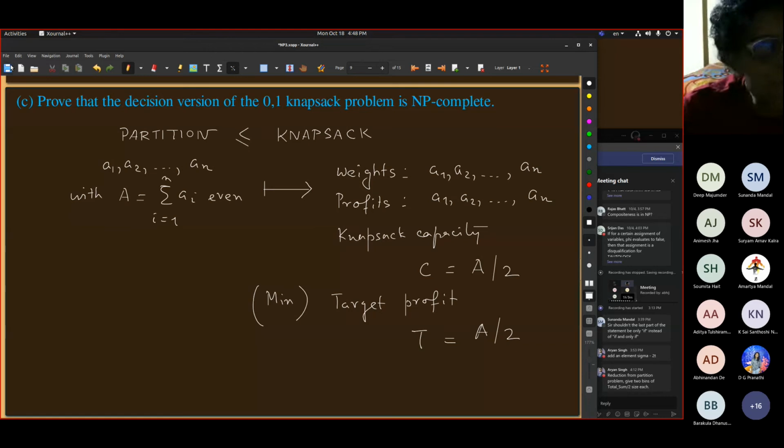Happy, right? So this is a less than or equal to c, and that is a greater than or equal to t. Okay, so I am just making both the things work, and therefore the sum has to be equal to a by 2 exactly. Happy?